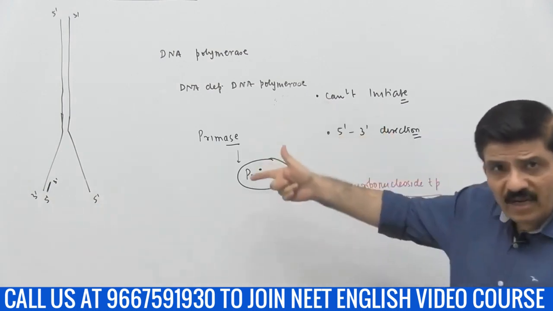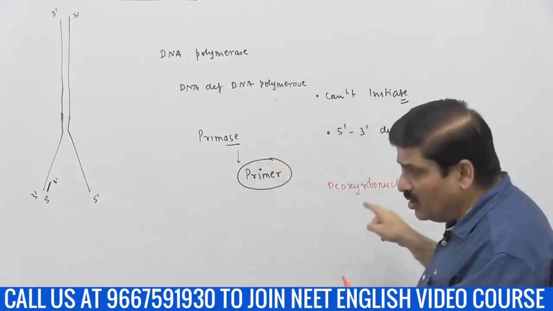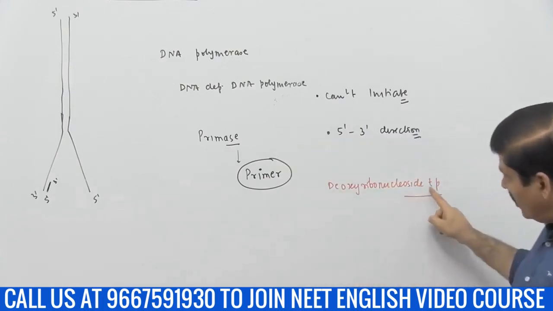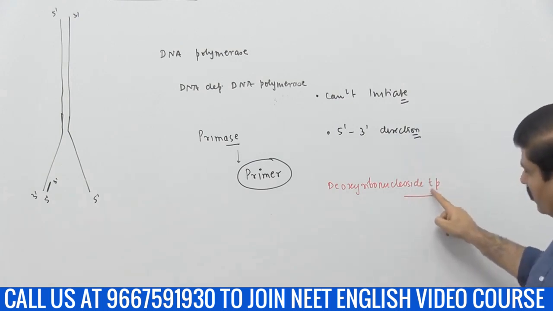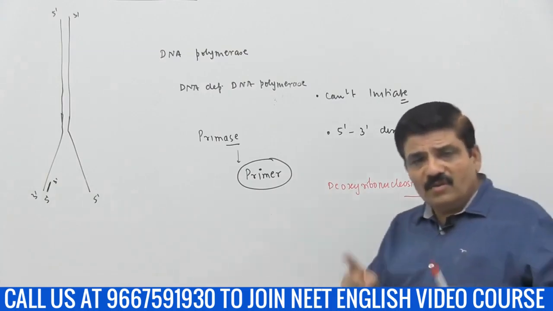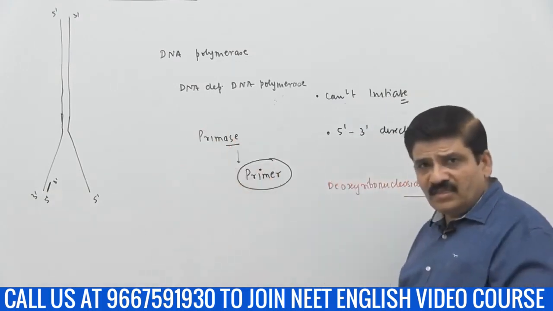That will, number one, act as a substrate for DNA dependent DNA polymerase, and number two, will also be the source of energy, because it will also have two terminal bonds between phosphate groups as high energy bonds. That means breaking those bonds will give you a large amount of energy that will be required for polymerization.